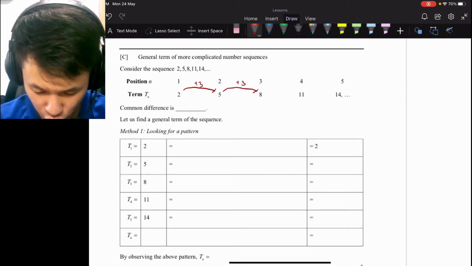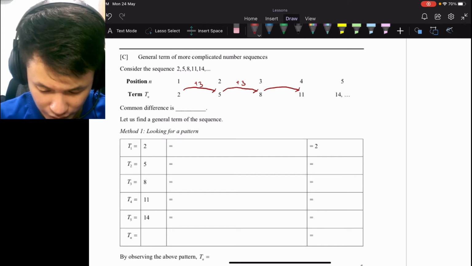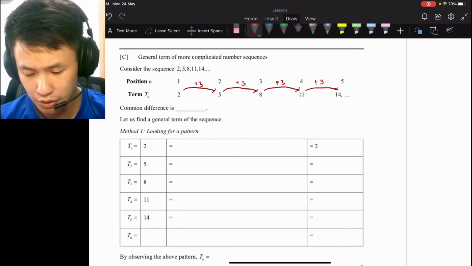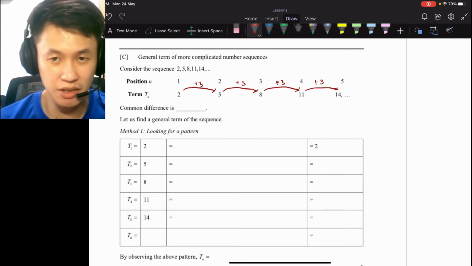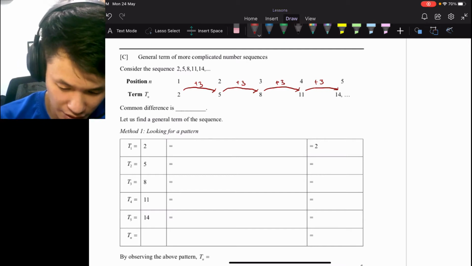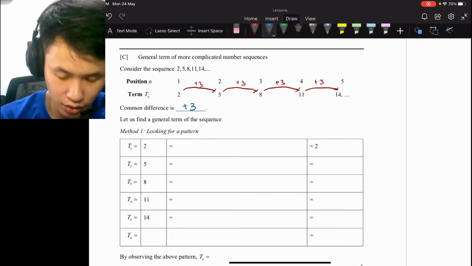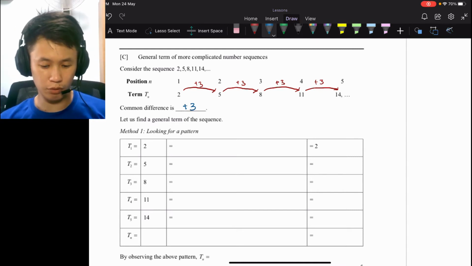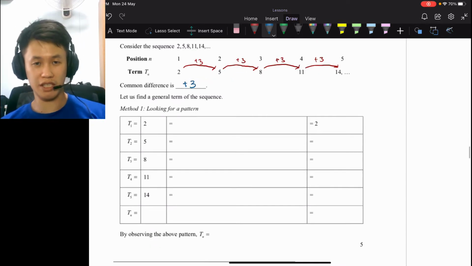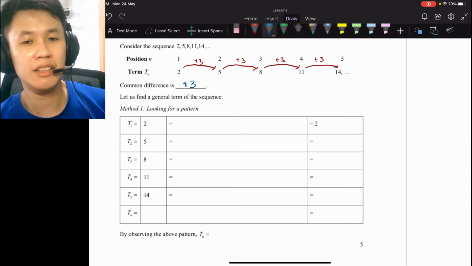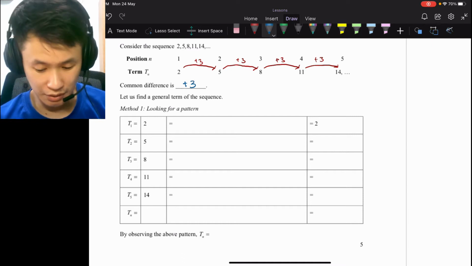Now this is not so straightforward because you don't have an n value, right? You technically don't have an n value. So it is not as simple as just 2n, 3n, and so on. So in this case, the common difference is plus 3. Okay, with that being said, let's start to look for a pattern. Looking for a pattern is not easy. It takes a while. It's all about adding or subtracting numbers, or even multiplying them if necessary.